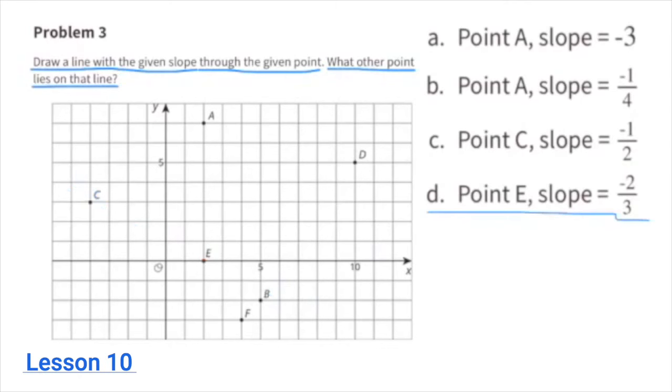D. Point E. Slope equals negative 2 over 3. That means that the rise will go 2 units down, and the run will be 3 units to the right. And you can see that point B is also on this line. Here's a look at the line that has a negative 2/3 slope.